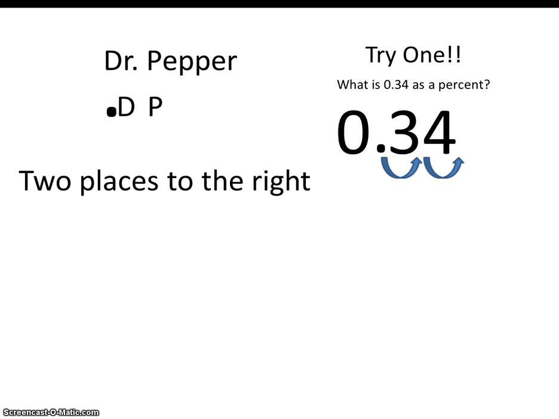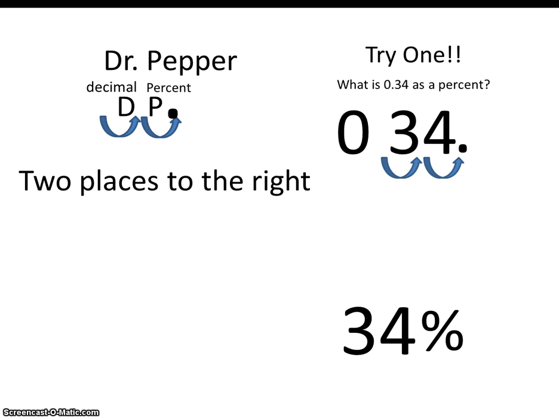Why don't you try this one on your own? Remember, D decimal, P percent. So if we're starting at the decimal, we're going to move it over 2 places to the right, just like in our Dr. Pepper example. So start at the decimal point, move it over 2 places to the right. What number did you get? Take that number and add a percent sign, and then you have your answer. I hope you came up with 34%.